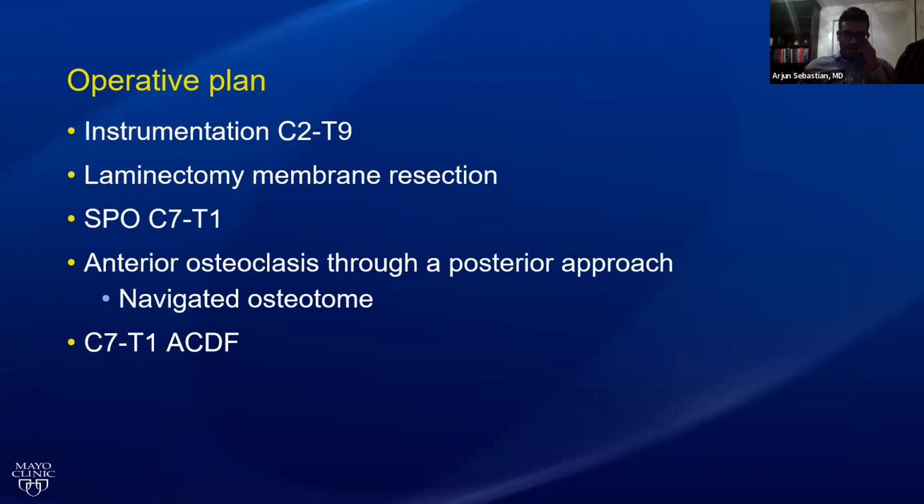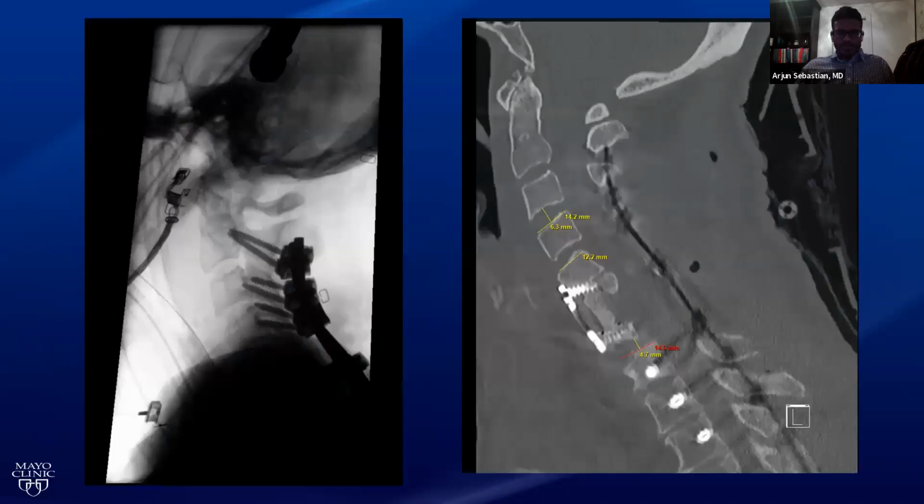Based on this, we were trying to figure out what to do for her. I talked to a lot of my colleagues and ended up deciding to do a posterior approach with instrumentation from C2 to T9, resection of her laminectomy membrane, essentially a Smith-Peterson type osteotomy at C7-T1, and then utilize the navigated osteotome to perform an osteoclasis through that disc space from a posterior approach, and then came back and performed an ACDF at C7-T1.